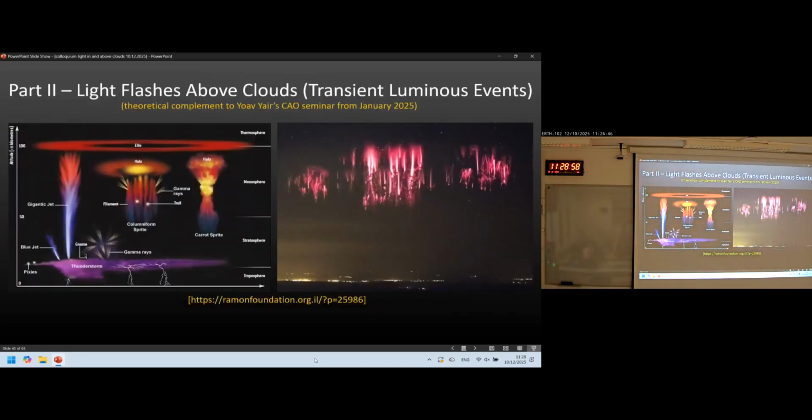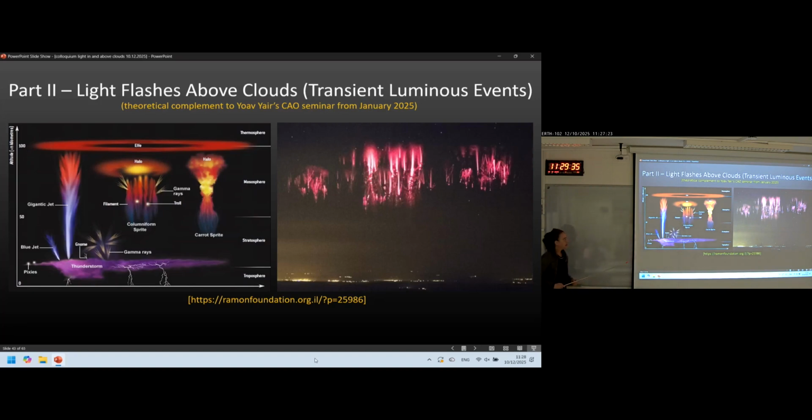Okay, so part 2. I'm still going to be talking about light and clouds, but now a different kind of light. Anyone who came to Professor Yoel Be'ir's talk in the CAO seminar, he talked about observations of these phenomena called transient luminous events. These transient luminous events are sort of like lightning, but way up in the upper atmosphere. In this picture, we have lightning that we're used to in the troposphere down here. And it turns out, shortly after a lightning event, we can get another flash of light way up in the upper atmosphere, in the mesosphere.